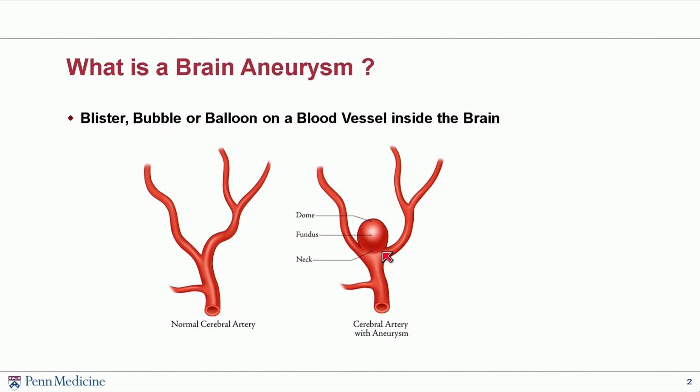As you can see, this is almost like a balloon or a blister and has different parts to it. There is this aneurysm dome, which is the topmost bulging part. And then there is the neck, which is the start of the point of the aneurysm origin.